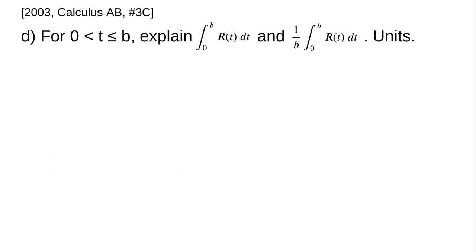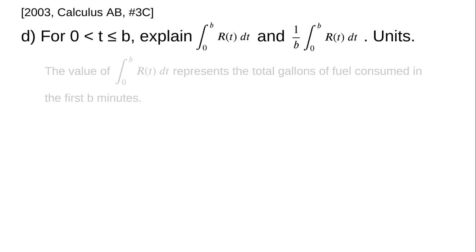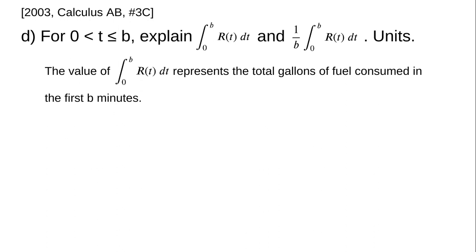In part D, we are asked to explain the meaning of the integral from 0 to b of r of t dt and 1 over b times the integral of 0 to b of r of t dt, and to provide units. Again, this is a problem that doesn't really require a whole lot of computation. In fact, not really any at all, just some understanding of calculus concepts. The integral from 0 to b of r of t dt is just the total amount of change in that function from 0 to b. So the integral from 0 to b of r of t dt represents the total gallons of fuel consumed in the first b minutes of flight.